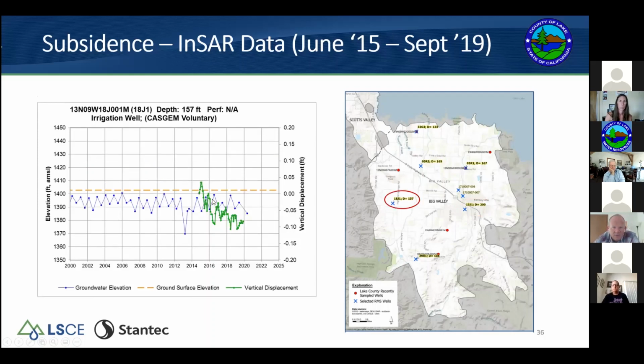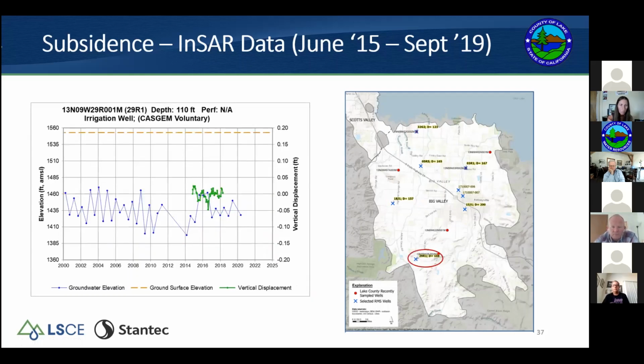So here's another one, although we do see a decrease in this one, but we're starting to see it recover. See how it recovers. So that's the elastic subsidence. So anyway, that's the thought on utilizing the InSAR data to help with subsidence. Bethany, did you have a question or a comment, Freddie?